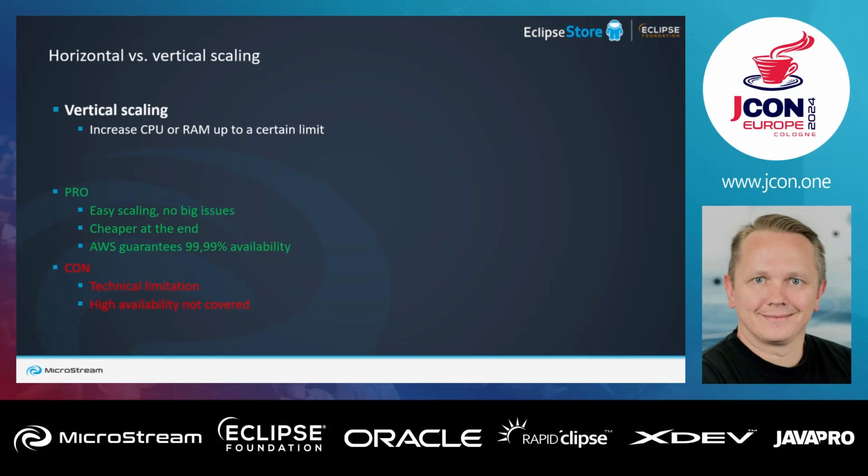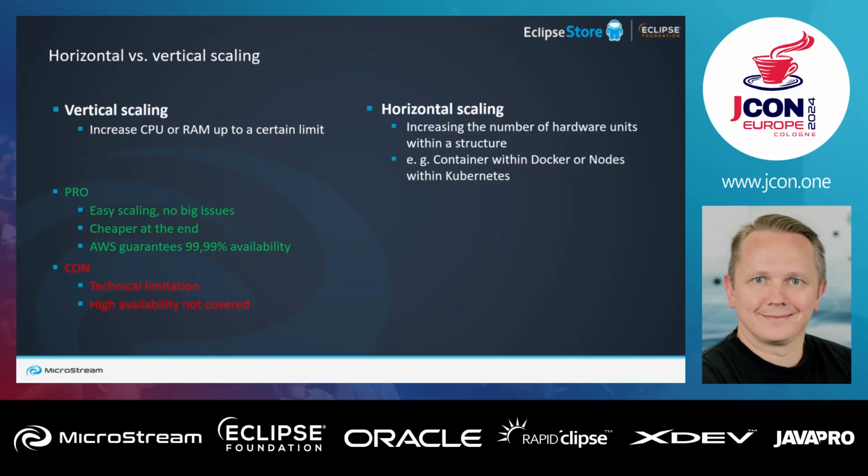But a more important point is the high availability, and that means if the EC2 goes down, your application is no longer available. And that is different to horizontal scaling.